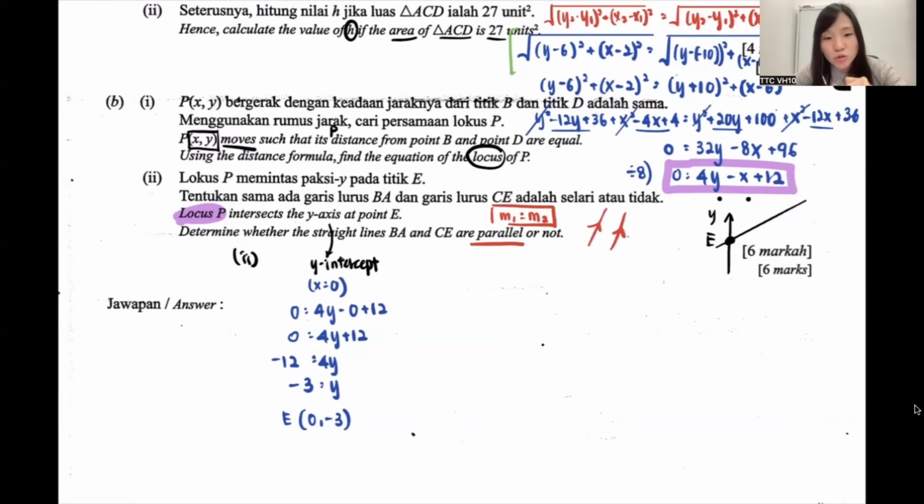So now what you guys need to do is find out the gradient. I should find out the gradient for BA, and I should find out the gradient for CE. How do we find gradient? Remember or not? The gradient formula is y2 minus y1 over x2 minus x1.